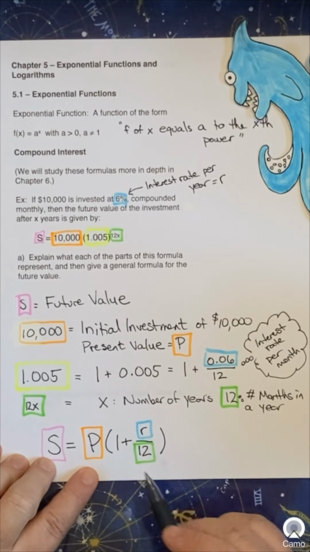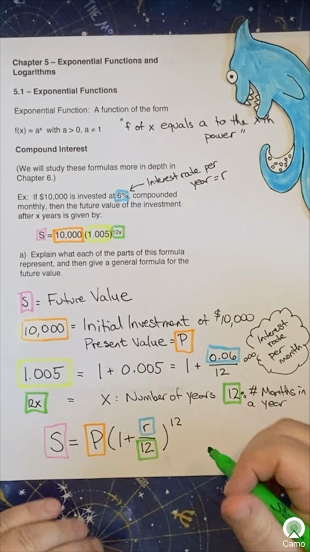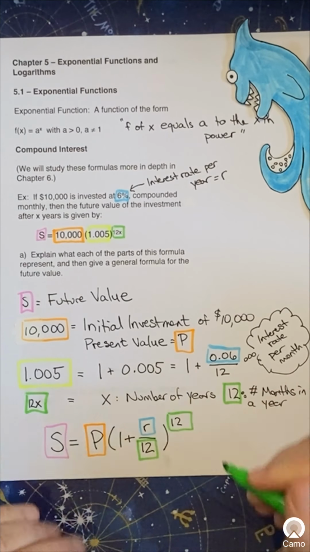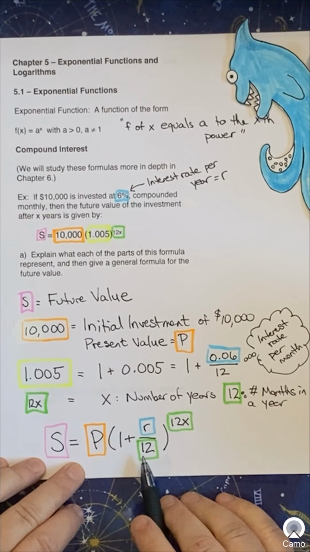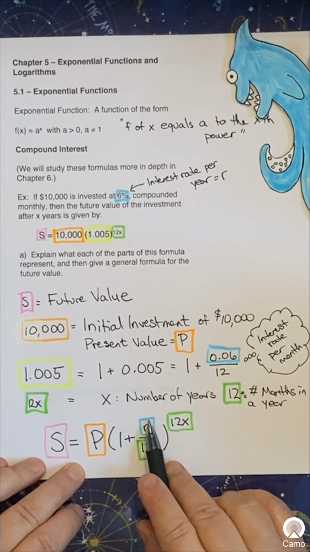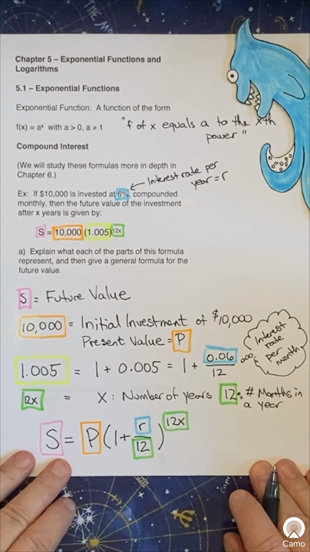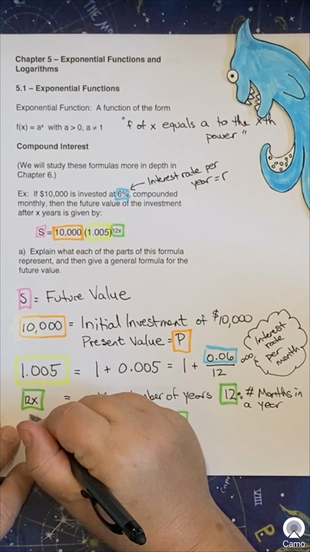Then up here, I'm going to include the 12 again. But this time, I'm going to include X. This is just 1 year. This is all the years together. So it's slightly different. And you're going to say, how could I have possibly understood or known to do that?